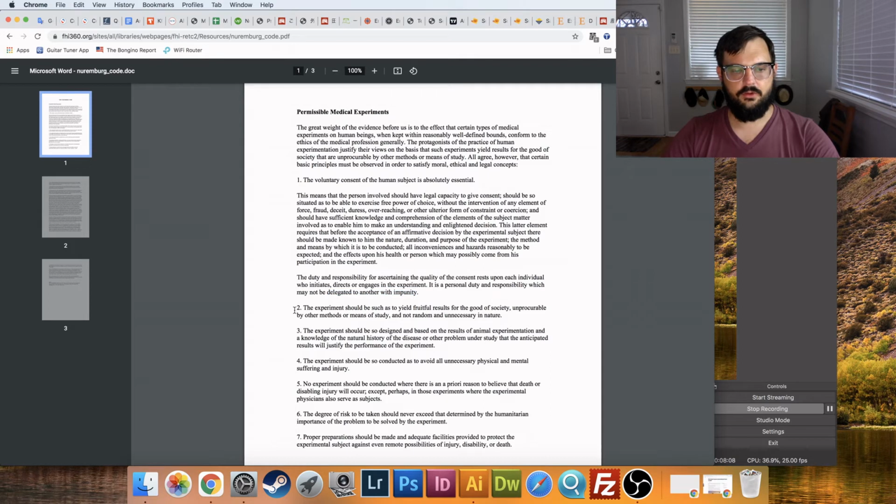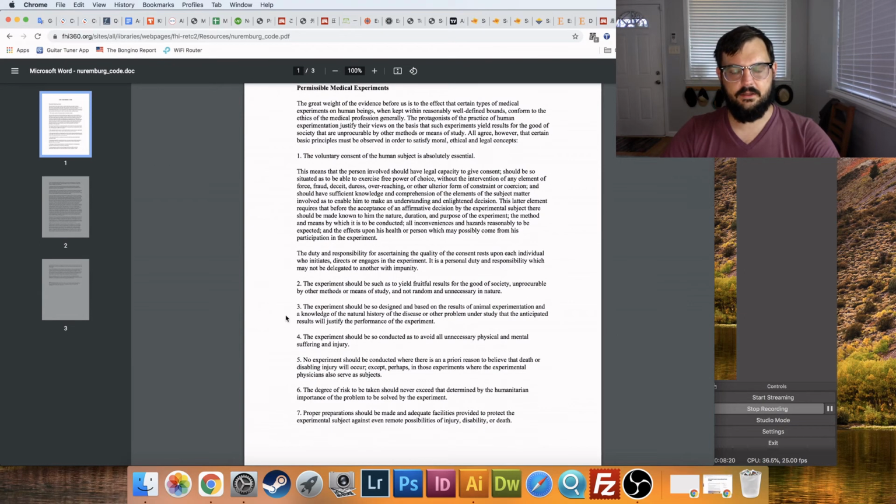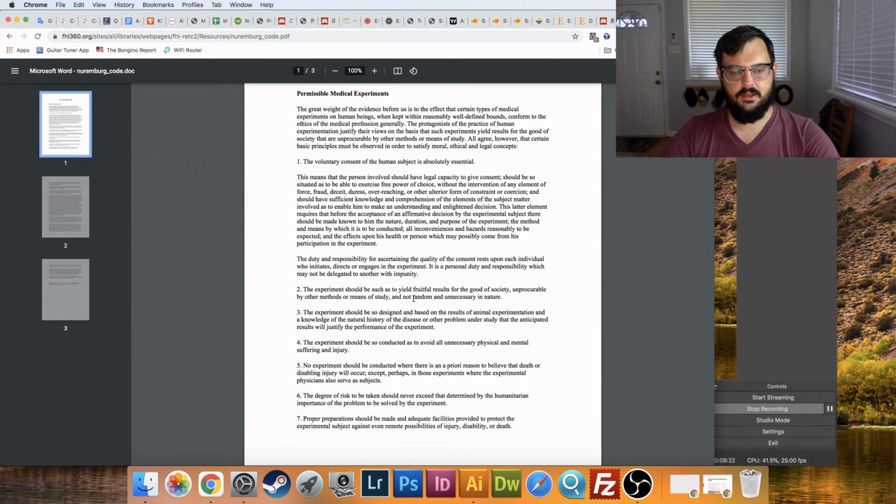All right, point number 2. The experiment should be such as to yield fruitful results for the good of society, unprocurable by other methods or means of study, and not random and unnecessary in nature. And we saw many examples of seemingly capricious, unnecessary experiments during World War II.